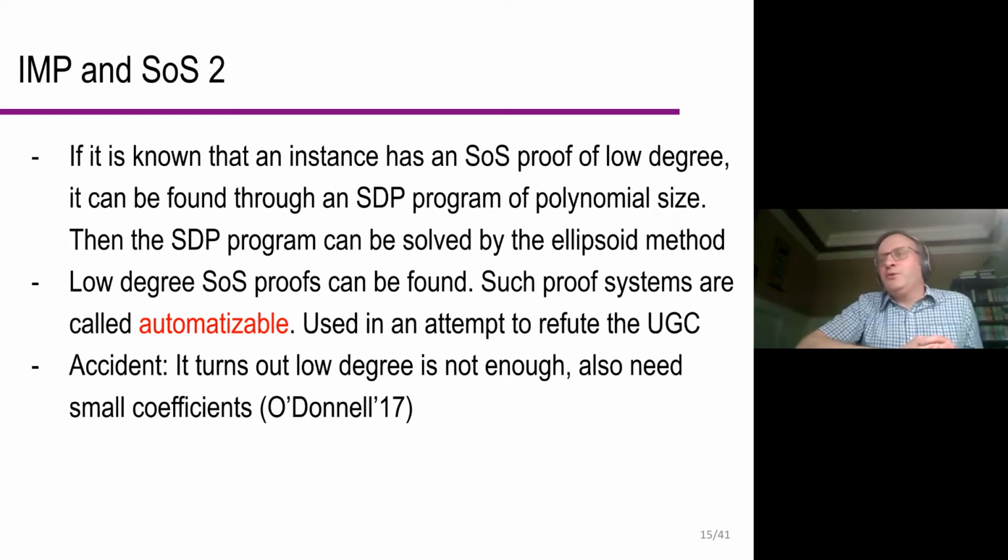Ryan O'Donnell came up with an example that shows that you can have a low degree proof, but no proof that satisfies that positive semi-definite condition has a polynomial size coefficient. So coefficients must be huge in this case. Well, which is a little bit of a downer.